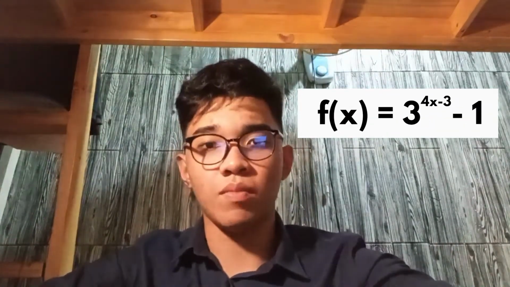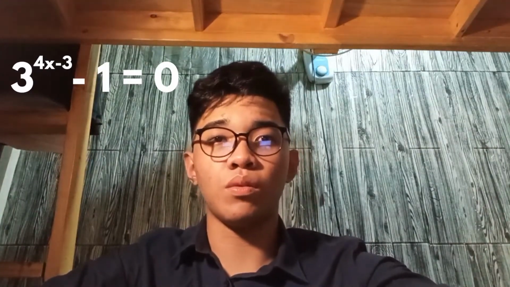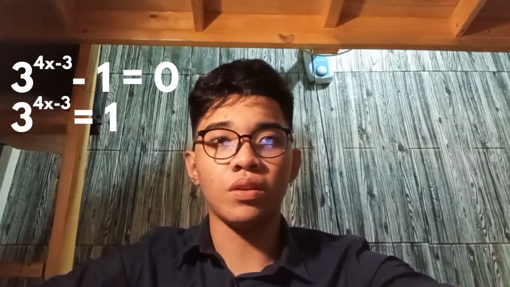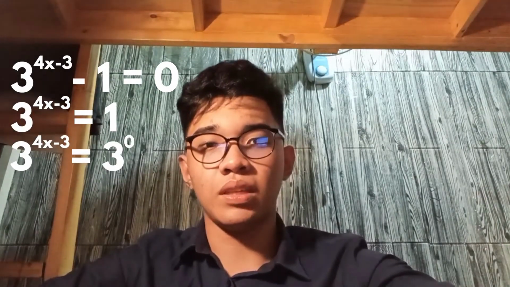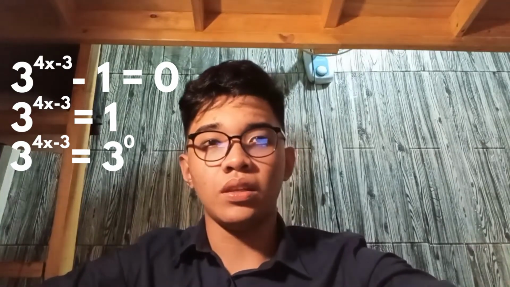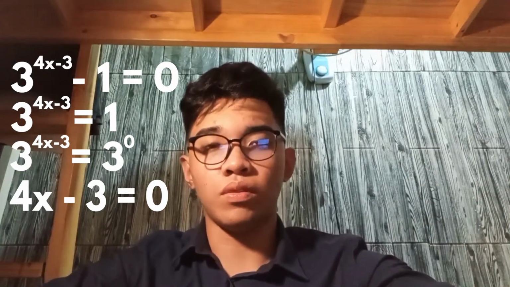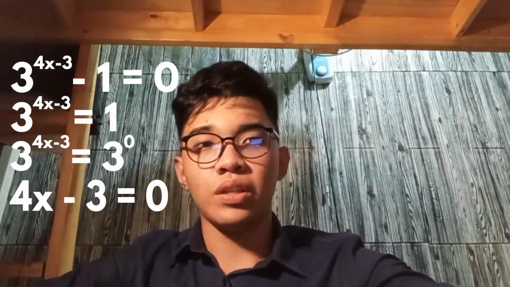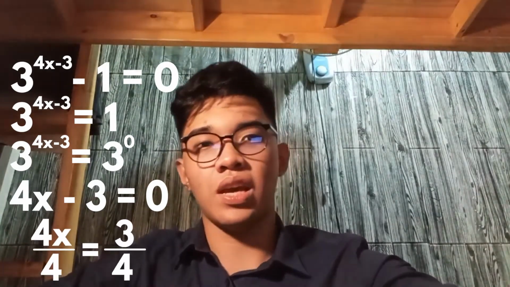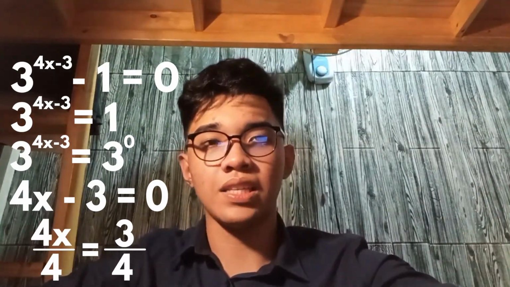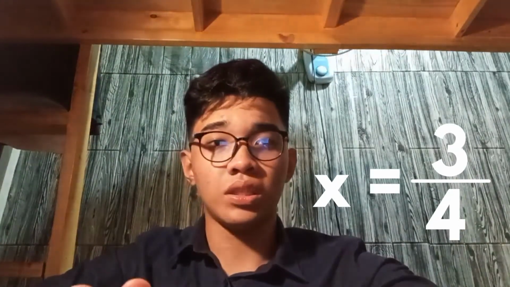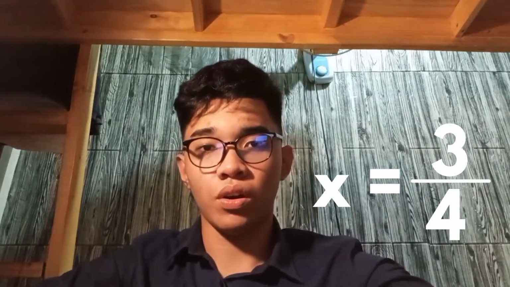Here in this example, f of x equals 3 raised to 4x minus 3, minus 1. The first thing we need to do is equate the function to 0. And after that, move negative 1 to the right side, then make the bases the same. Express the 1 as 3 raised to 0, and let's ignore the bases and then bring down all of their exponents. After you bring them down, move negative 3 to the right side and divide both sides by 4 and cancel out the 4 over 4. And you got the answer, x equals 3 over 4.